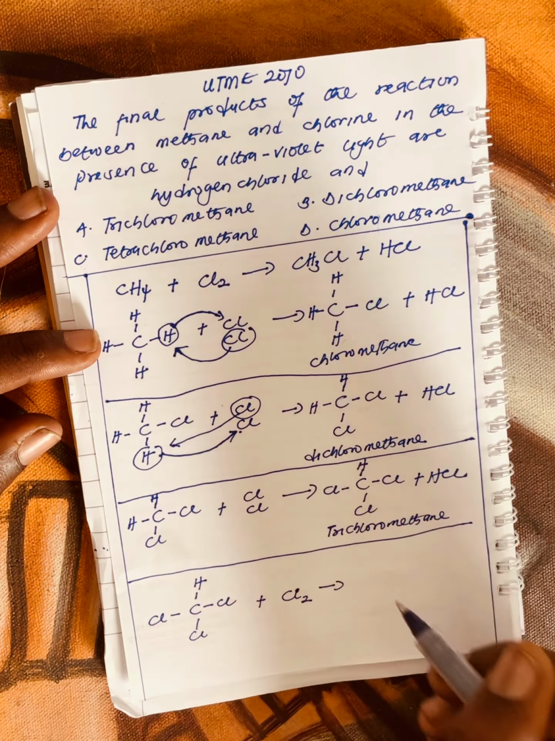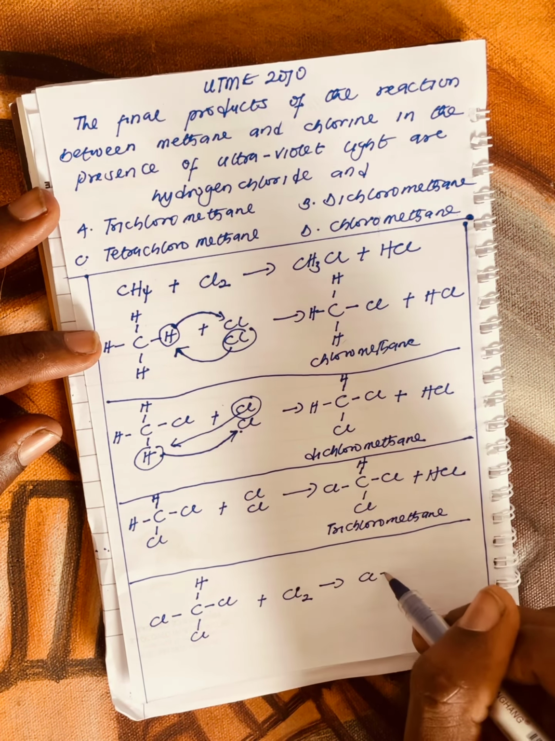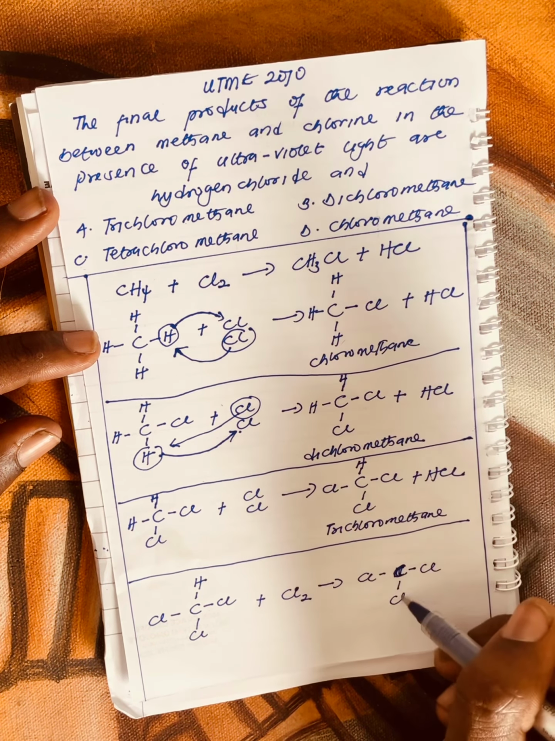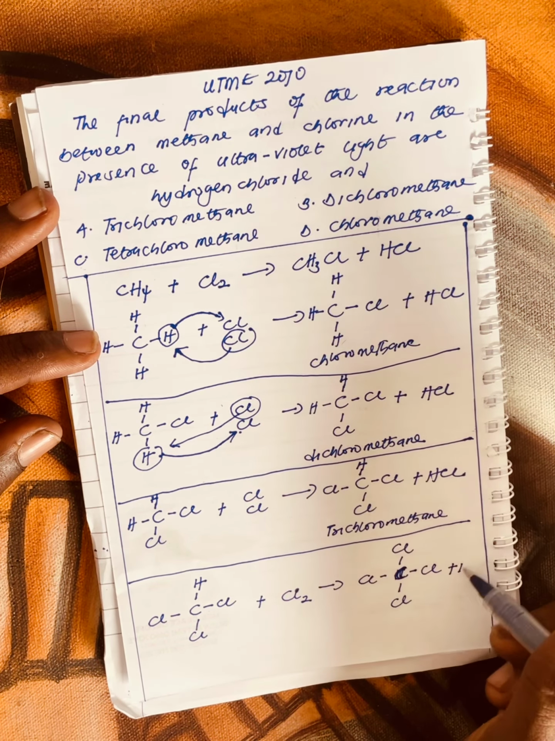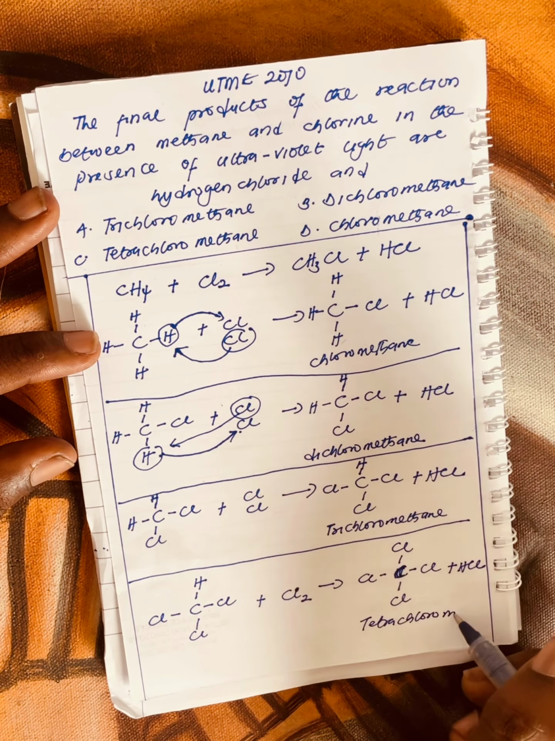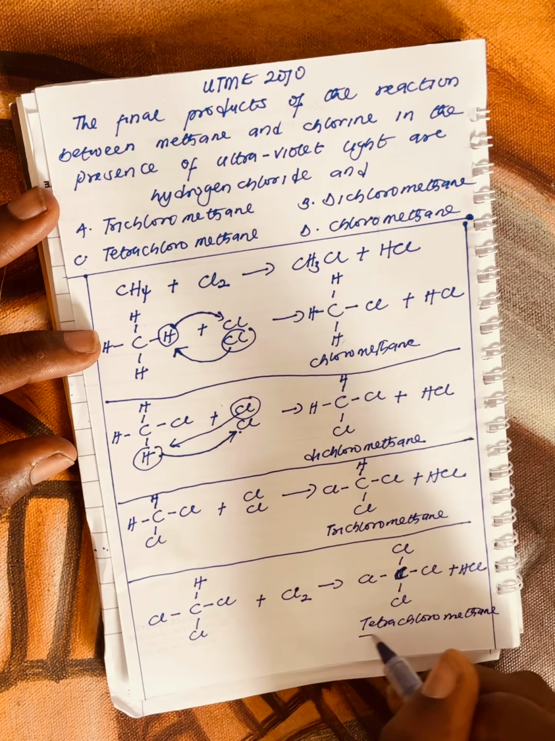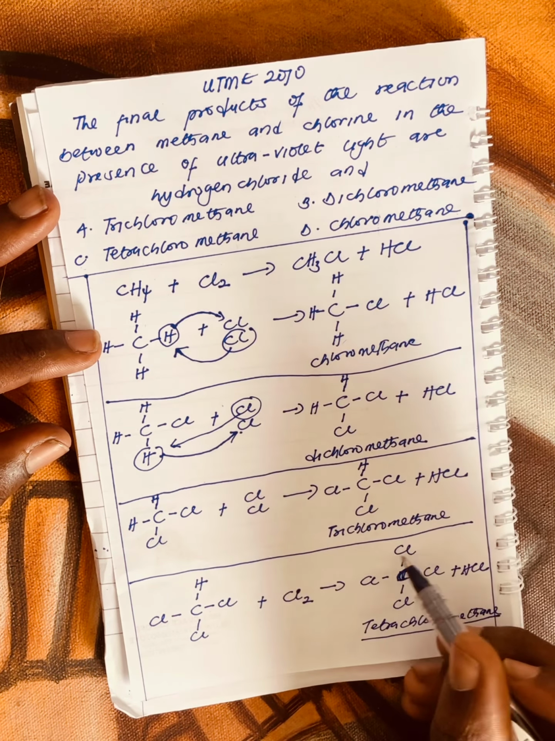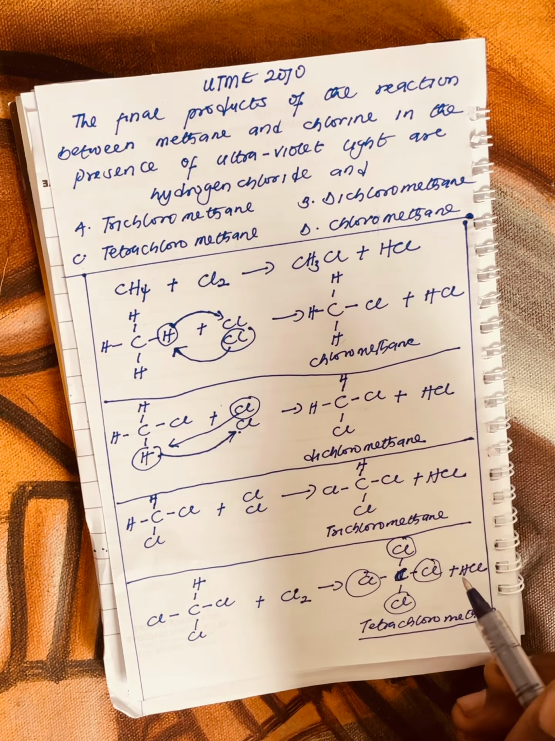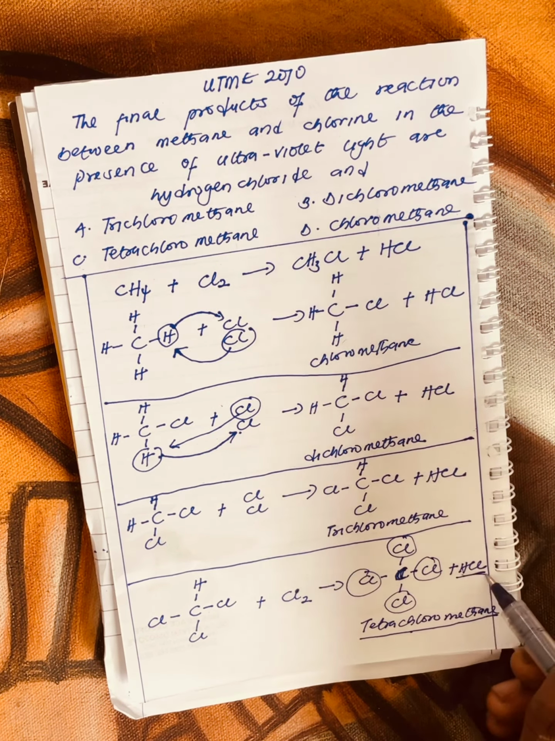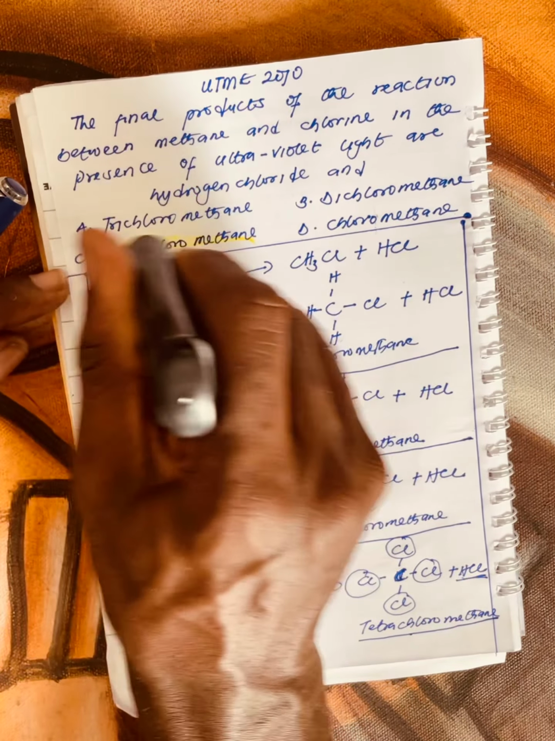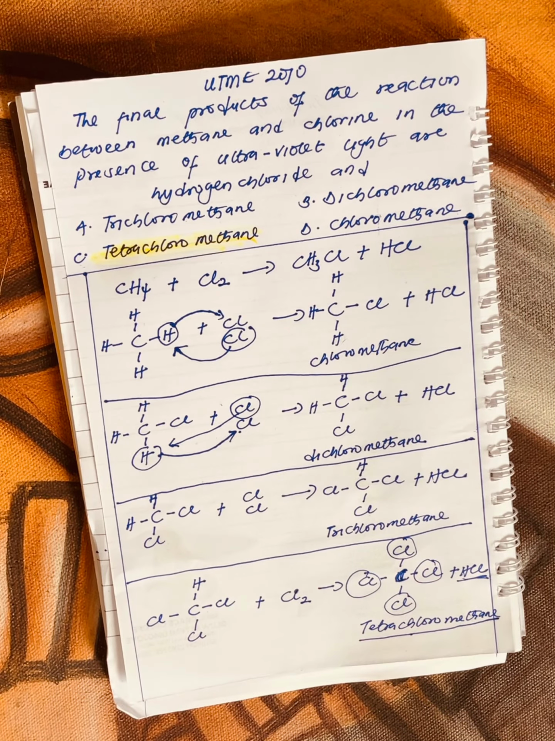So one chlorine will enter, and it becomes CCl4 plus HCl. It then becomes tetrachloromethane. The reaction will then stop here because there is no more hydrogen in this compound to be substituted. So the final products are tetrachloromethane and hydrogen chloride. That makes our answer option C. Option C, tetrachloromethane.